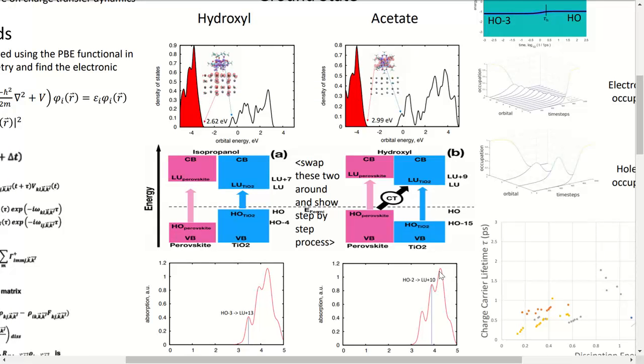So these are the density of states plots for these two configurations. In the hydroxyl case, we have a band gap of 2.62 eV, and we have a slightly larger band gap in the acetate case of 2.99 eV. And if you look at the HOMO and the LUMO bands, red being HOMO, blue being LUMO, you can see that you actually have a separated charge, or a charge separated state. Maybe that would be a better way to say that.